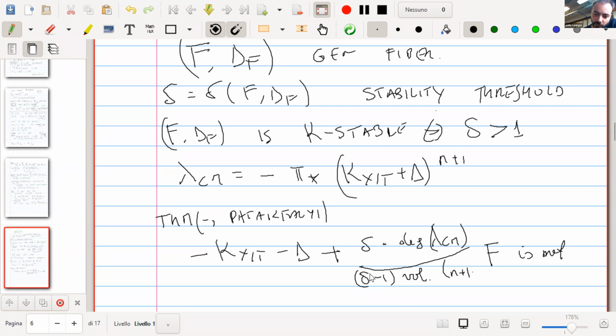So this tells you really how much you are stable. If delta is very close to 1, this number is very big. So you need a lot of a fiber to become nef, because you will be very negative along a section. If delta is much bigger than 1, it means that here you don't have to add much, so you're not too much negative. In any case, this delta bounds the negativity along a section of the map.